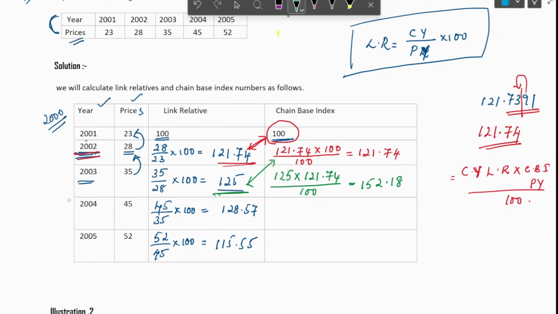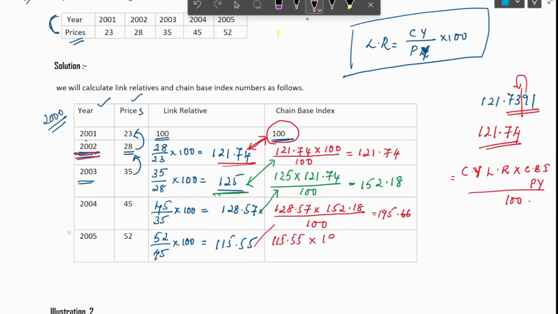Next, how do you calculate? Now you got the technique, right? That means you are multiplying this one. This is current year link relative. Multiply with previous year chain base index. That means here 128.57 into 152.18 whole divided by 100. Your answer is 195.66. The last one, you are going to multiply this way. That means 115.55.